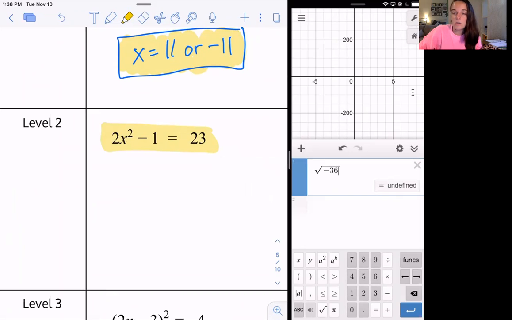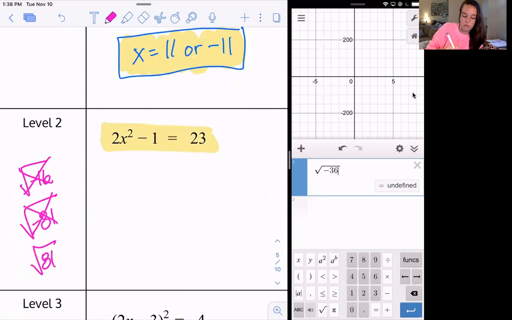Question from the chat says, so if it's negative, it won't have a solution. If it's negative inside the square root, so like square root of -16, no real solution. Square root of -81, no real solution. Square root of 81, yeah, solution. It would be plus or minus 9, right? If it's inside the square root with a negative, it will have no real solution. Great question from the chat.